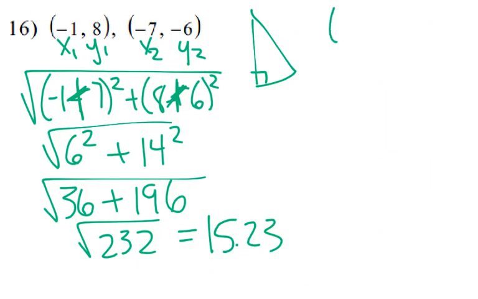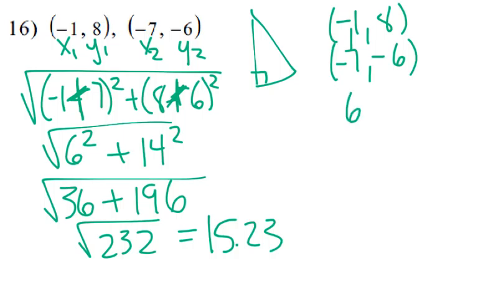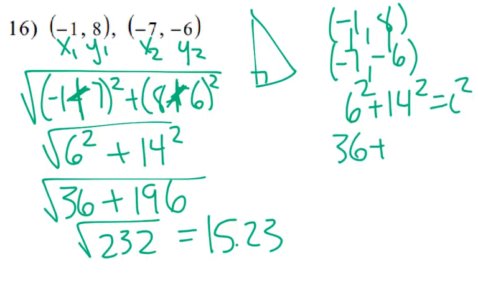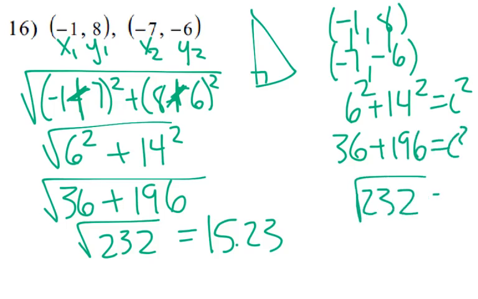So, if I rewrote these on top of each other, and then I go negative 1 minus negative 7, that would give me positive 6. Then 8 minus negative 6 would give me 14. And then I could add them together, square them, and set them equal to c squared. Then we'd come up with that same thing to get our same answer. So that's kind of another way that you can think through it.